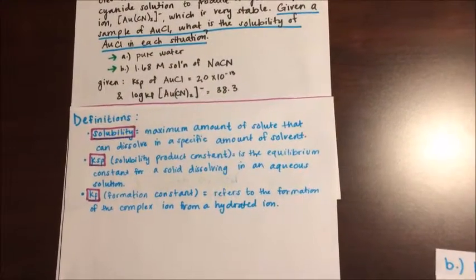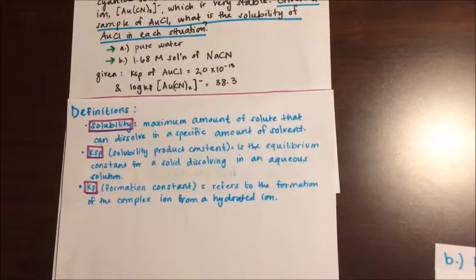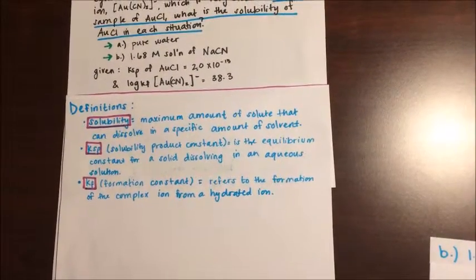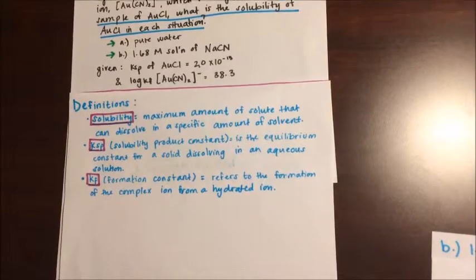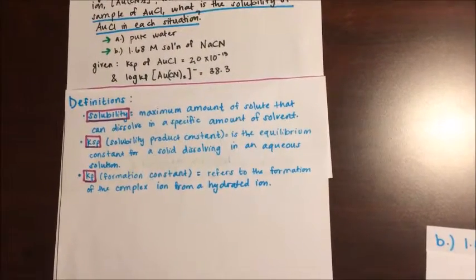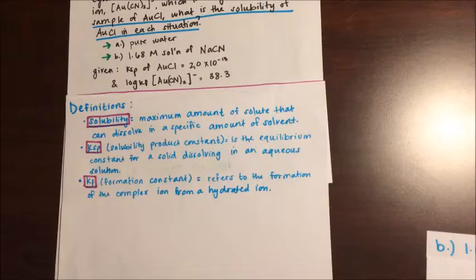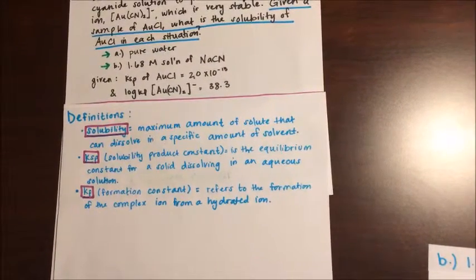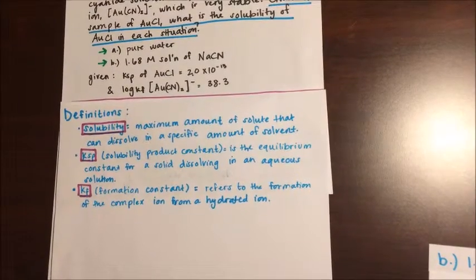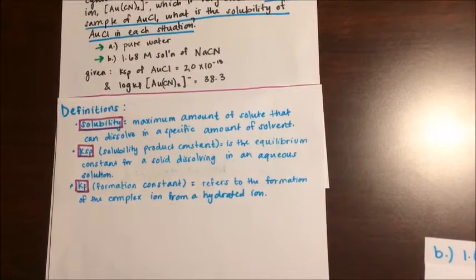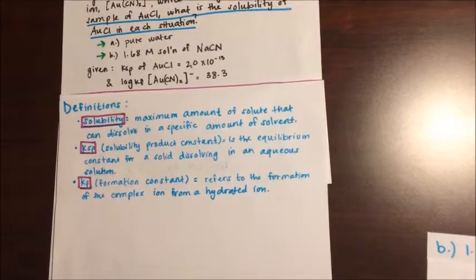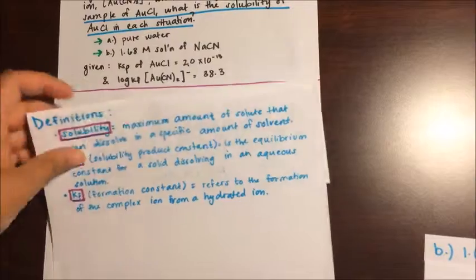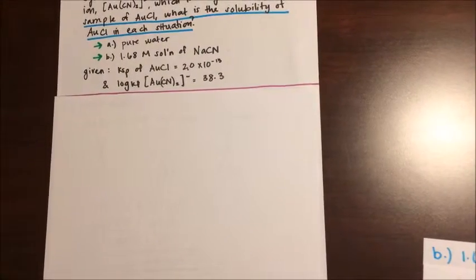Solubility is defined as the maximum amount of solute that can dissolve in a specific amount of solvent. That basically represents a level at which a solute dissolves in a solution. And according to ChemWiki, Ksp, or your solubility product constant, is the equilibrium constant for a solid dissolving in an aqueous solution. And Kf, your formation constant, refers to the formation of the complex ion from a hydrated ion. And now that we know what this stuff means, we can actually solve the problem.